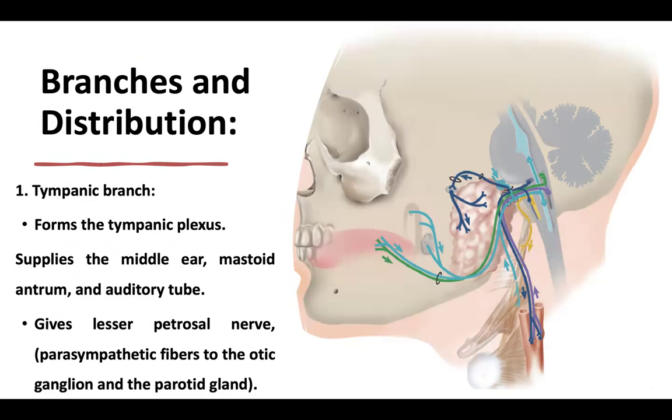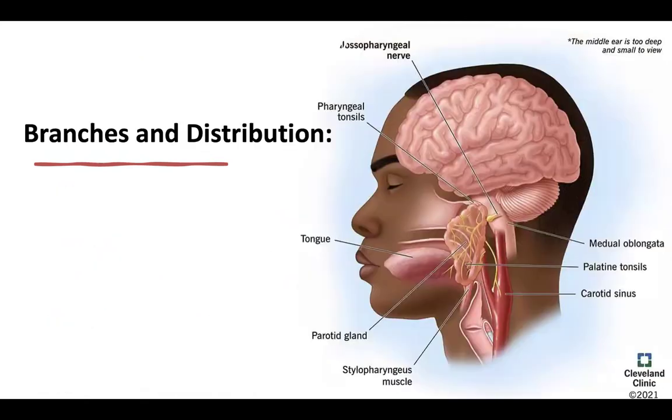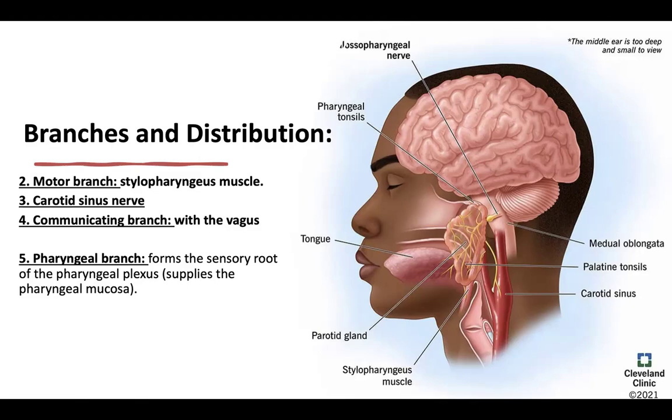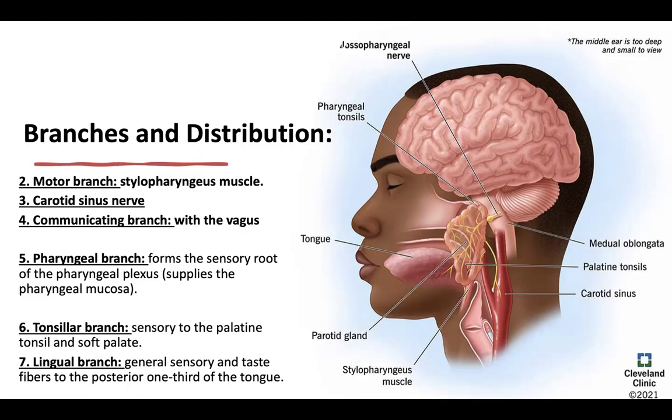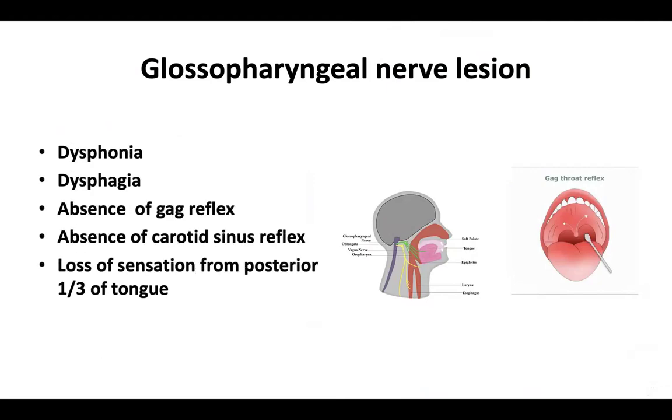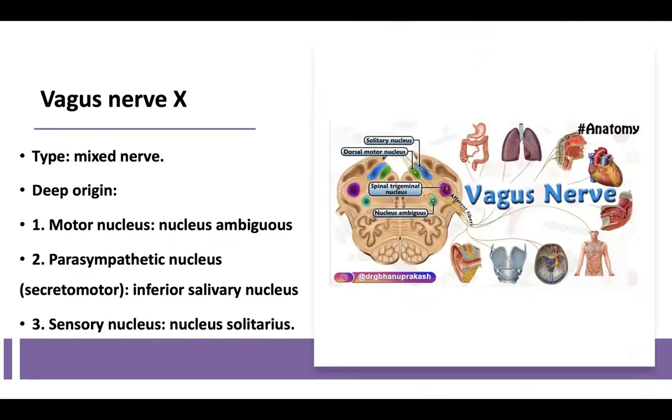So the otic ganglion is very characteristic of the glossopharyngeal nerve. It supplies only one muscle, stylopharyngeus, and the carotid sinus reflex through the carotid sinus nerve, the pharyngeal sensory part of the pharyngeal plexus, the tonsillar branch to the palatine tonsil and the soft palate, and the lingual branch supplying the general sensation and taste to the posterior one-third of the tongue. Ask the patient to swallow to test the afferent sensation of the pharynx, and touching the back, loss of the gag reflex, and also carotid sinus reflex, and loss of taste from the posterior one-third of the tongue.